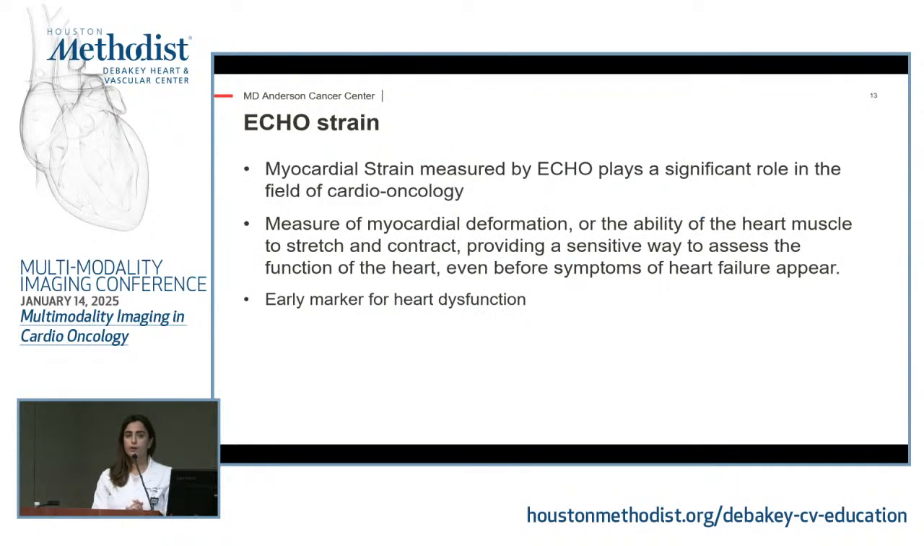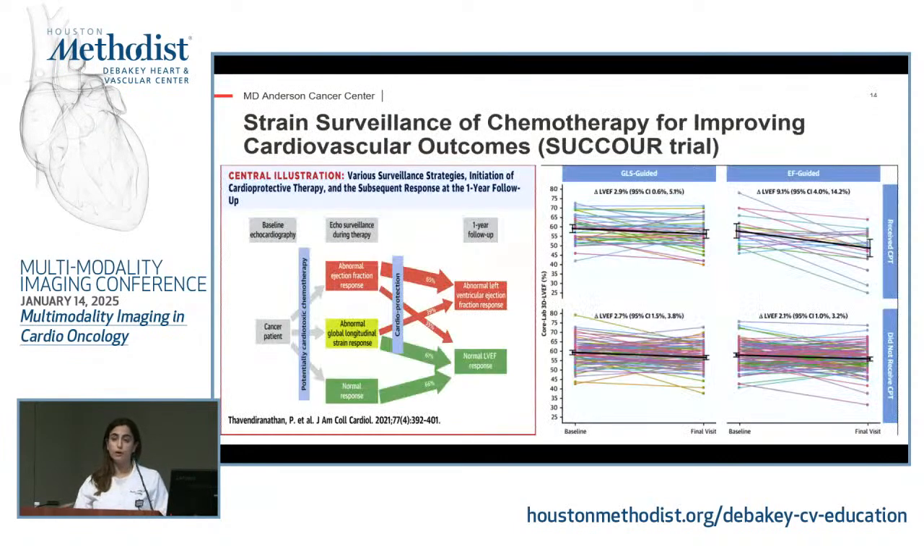As we think of the other aspect of the echo assessment, the strain assessment in cardio-oncology is quite important, as it is an early marker for heart dysfunction. The strain, as we know it, is a measure of deformation, the ability of the muscle to stretch and contract, providing a sensitive way to assess cardiac dysfunction before heart failure arises. So a lot of data is being put out there. A lot of the groups in cardio-oncology are just trying to put their data out there.